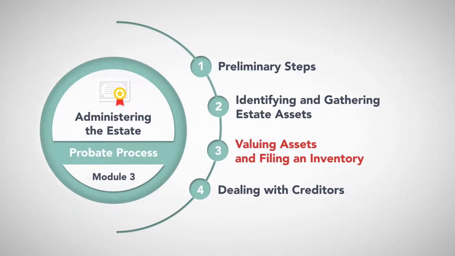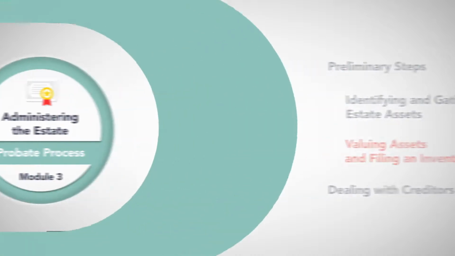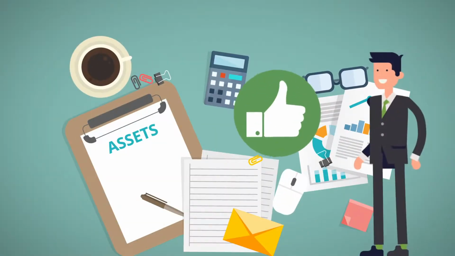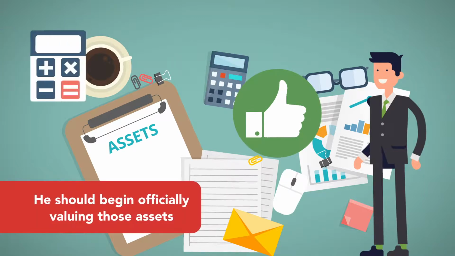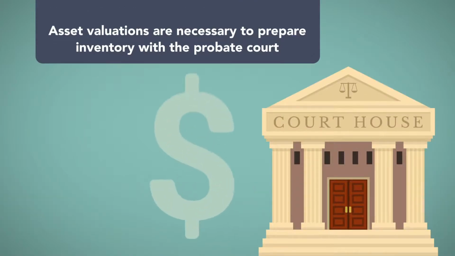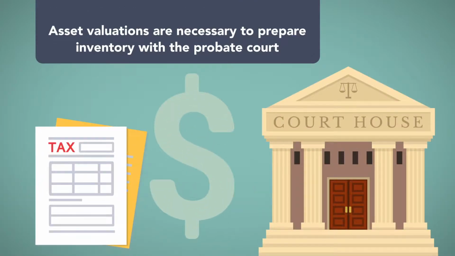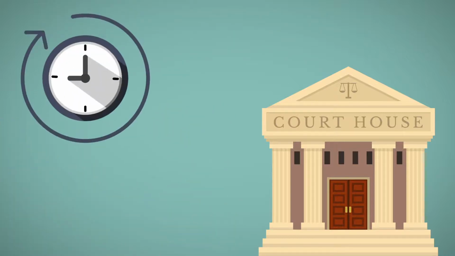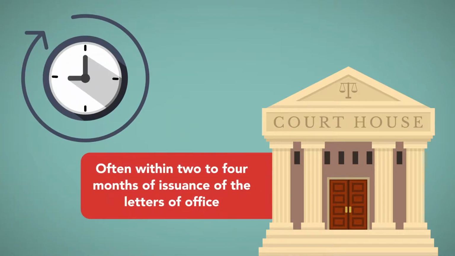Valuing assets and filing an inventory. Once the executor is reasonably certain all assets have been accounted for and are within his control, he should begin officially valuing those assets. Asset valuations are necessary to prepare the inventory with the probate court and establish cost basis for income tax purposes. The inventory is due within a short time of opening the probate, often within 2 to 4 months of issuance of the letters of office.